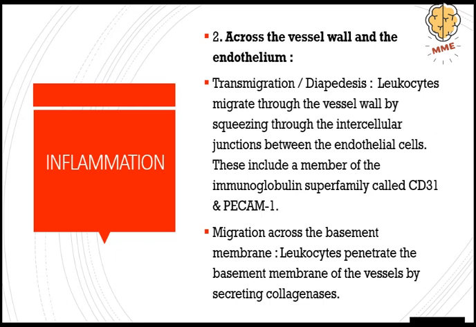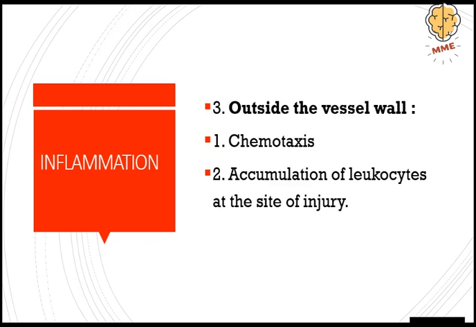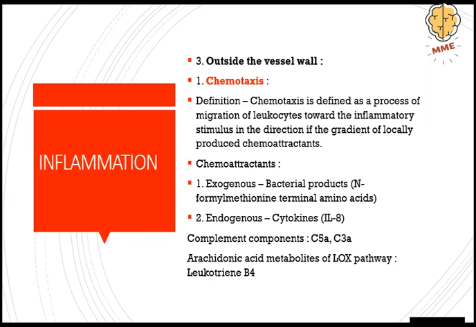Now, as we already know the steps occurring in the vascular domain and across the vessel wall and endothelium, let us focus on the steps occurring outside the vessel wall. There are two steps: chemotaxis and accumulation of leukocytes at the site of injury. Chemotaxis is a very important step outside the vessel wall. So let us focus on the definition of chemotaxis. Chemotaxis is defined as the process of migration of leukocytes toward the inflammatory stimulus, in a direction guided by the gradient of locally produced chemoattractants.